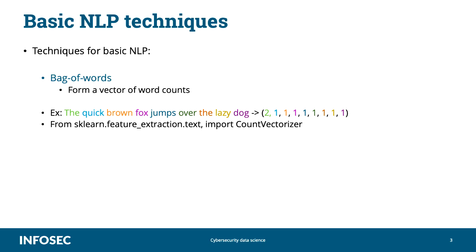So as an example, if I have the sentence, the quick brown fox jumps over the lazy dog, when I convert it into a vector, you'll see that the word the appears twice and every other word appeared once, and therefore I get the following vector. When I have a larger collection of words, I'll have a larger vector, and of course I'll want to keep track of which element corresponds to which word.